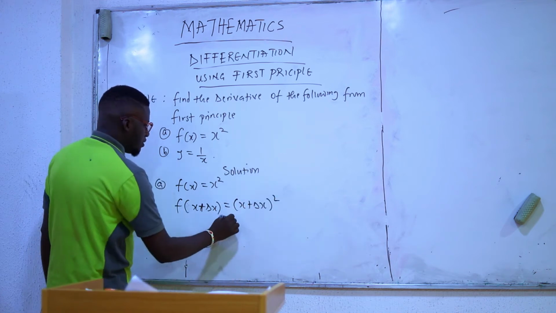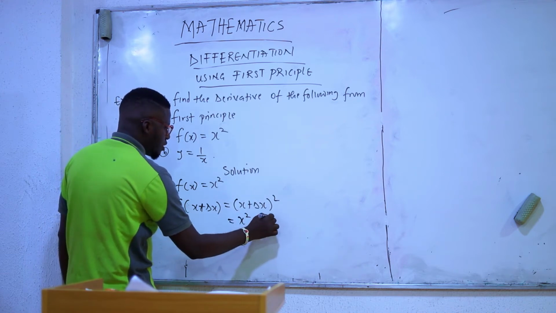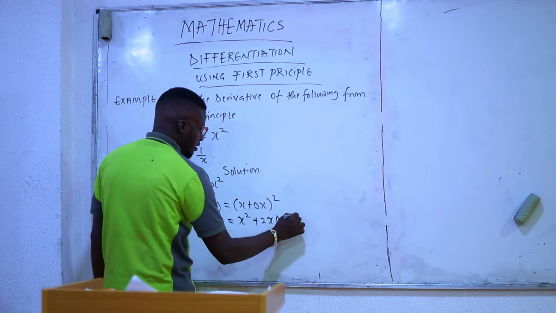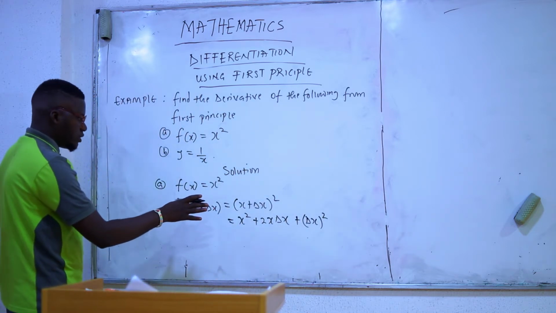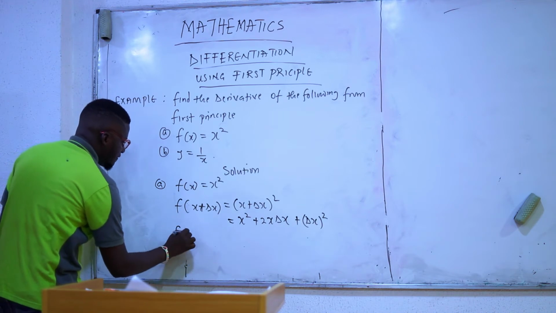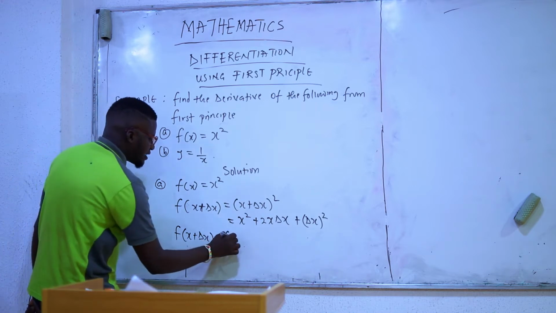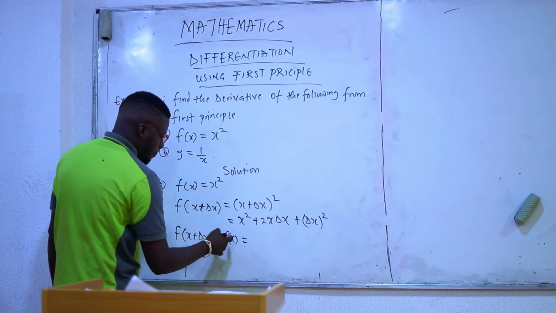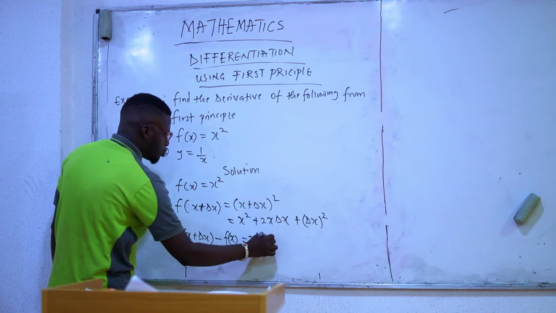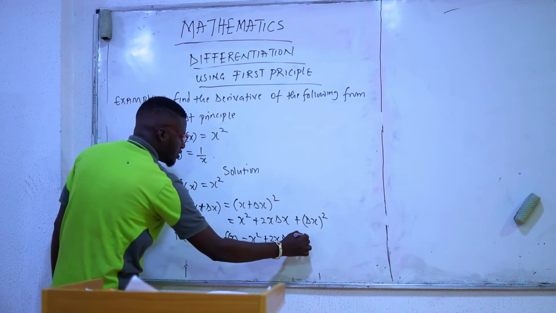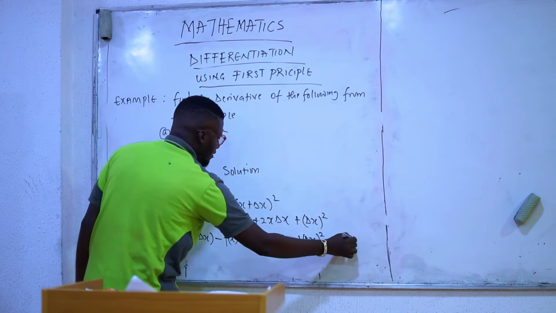all squared. Now, so my x plus change in x, if I expand this bracket, I'm going to have x squared plus 2x change in x plus change in x squared. If I open this bracket, this is what I'm going to have. So the next thing here I'm going to have is my f of x plus change in x minus my f of x. So my f of x plus change in x is given as x squared plus 2x change in x plus change in x all squared. Then minus my f of x is x squared, as is being given here.